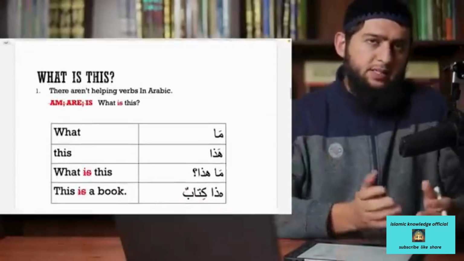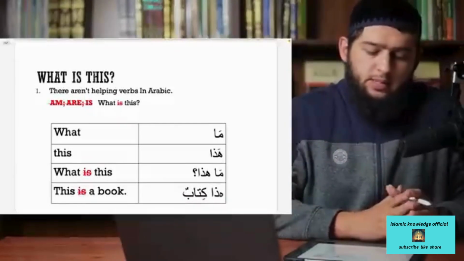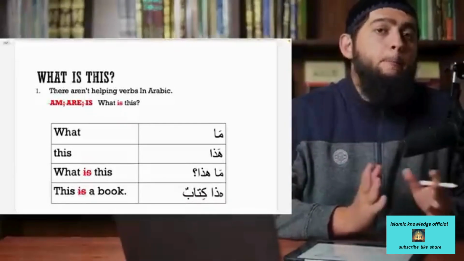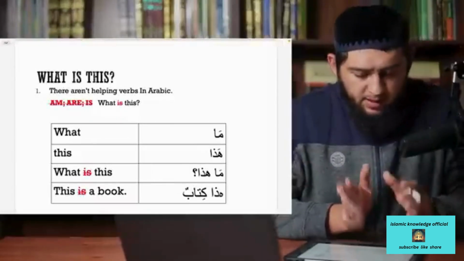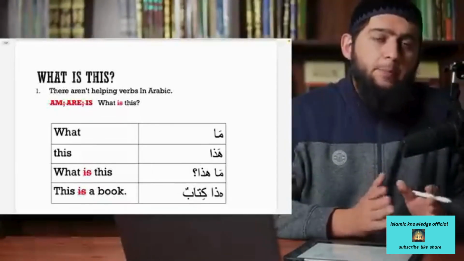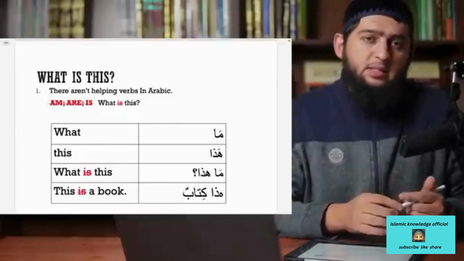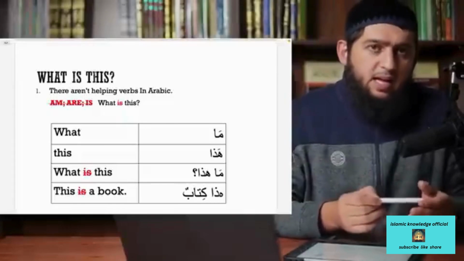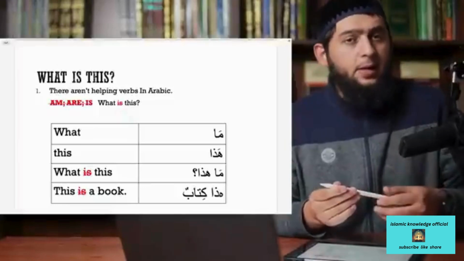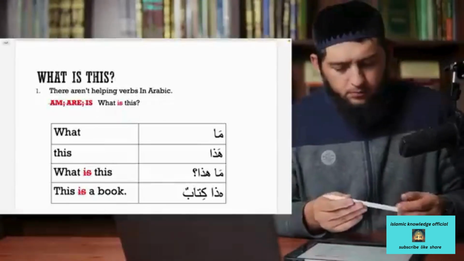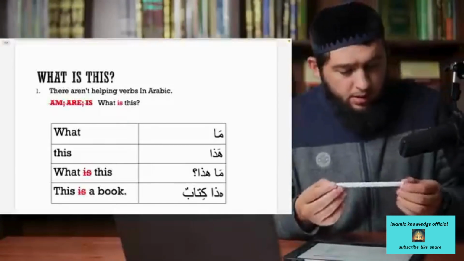So how can we ask, what is this? The first word is what. What in Arabic is ma, and sometimes madha with verbs. But in this question, we need ma, what? And this is hadha. For example, you can ask me, what is this? Ma hadha? And I will say, hadha qalam.